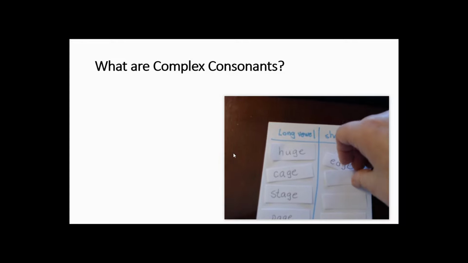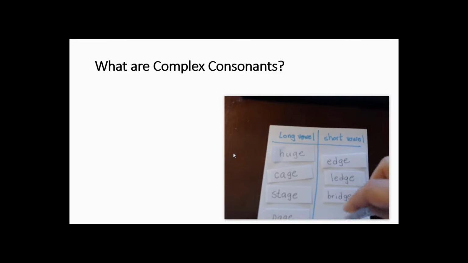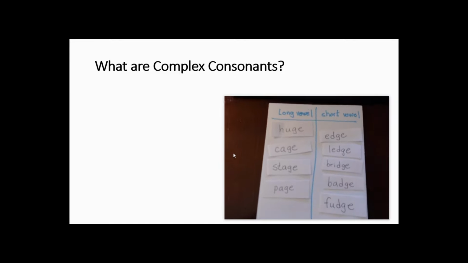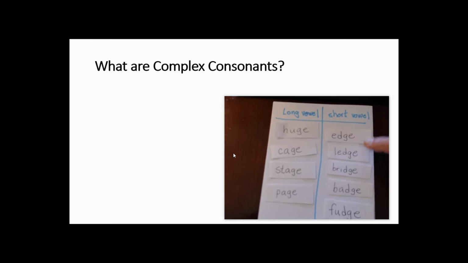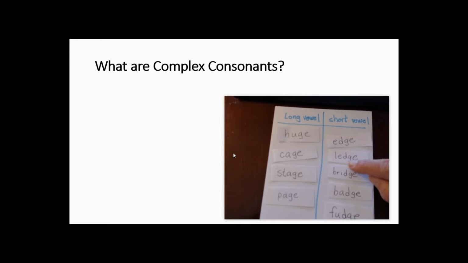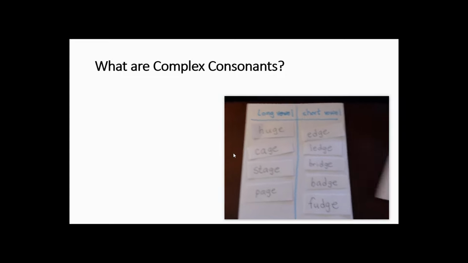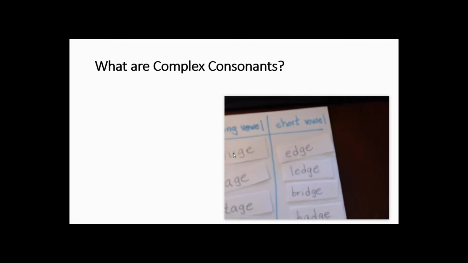Now our short vowels, let's look at these. Edge. Help me read them. Ledge, bridge, badge, and fudge. What do you notice about all of these words? The J sound is made by DGE. Every one of them ends with DGE. Now, why is that happening? We know that no English word ends in J. We know that. Why is that DGE happening?